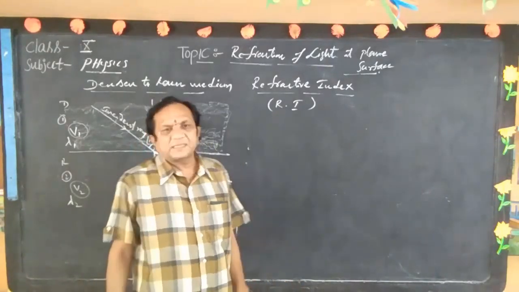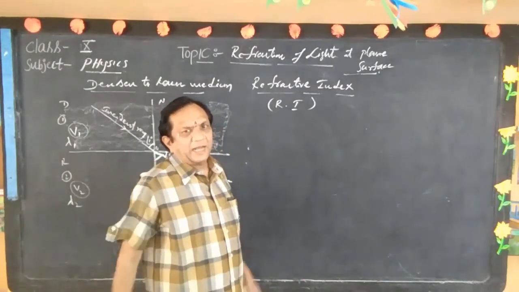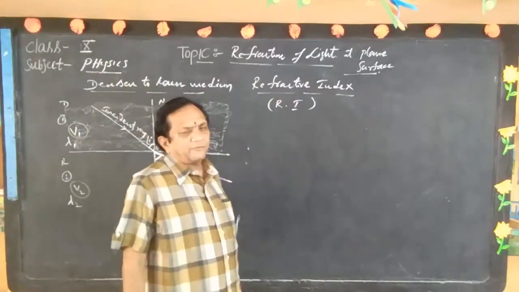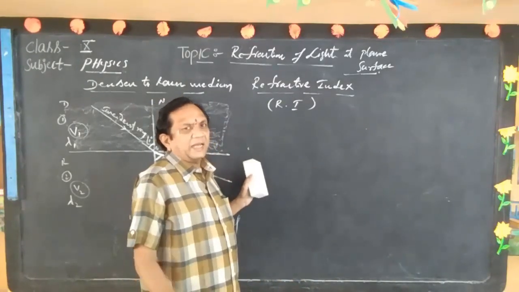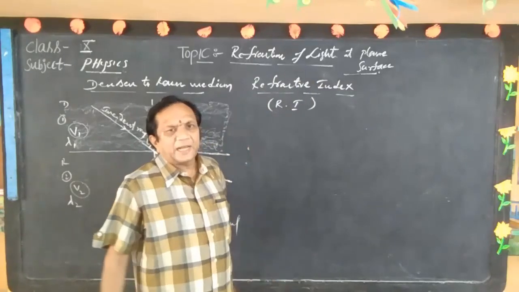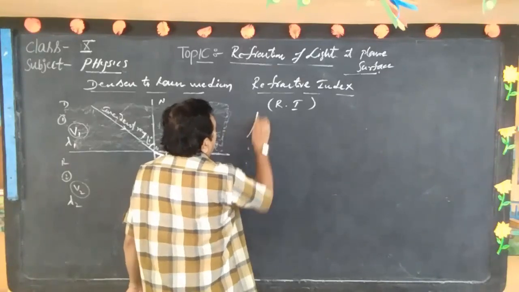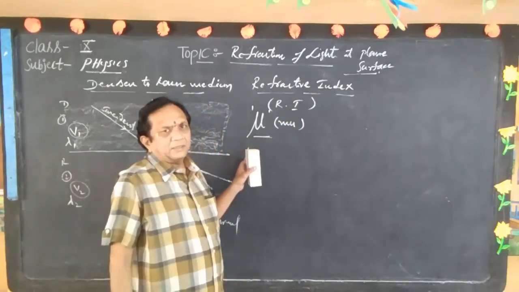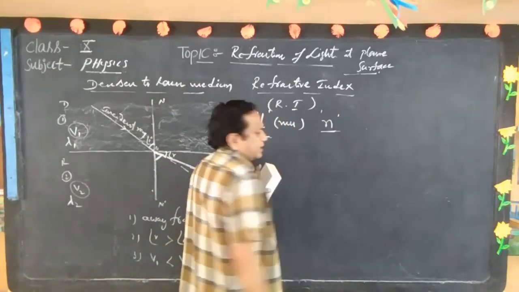What does this refractive index say? The ratio between the speed of light in vacuum and the speed of light in a given medium is said to be the refractive index of that medium. So it's the ratio between the speed of light in air or vacuum and the speed of light in the given medium. This refractive index is actually denoted by the Greek letter mu. But according to our syllabus, it is given as n. Whatever we consider, actually it is mu.